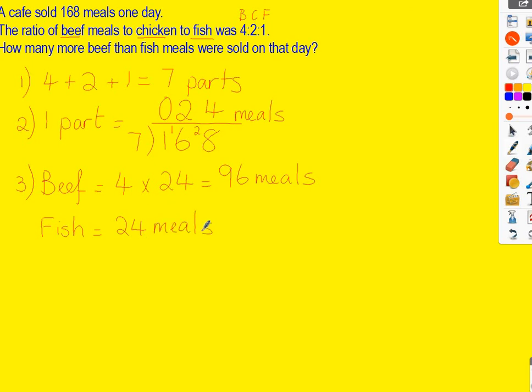Finally then, how many more beef than fish meals were sold on that day? So we're looking for the difference between these 2 meals. So the difference will be 96, take away 24, which gives you 72 meals. So the difference between the number of beef dishes and the number of fish dishes sold is going to be 72.